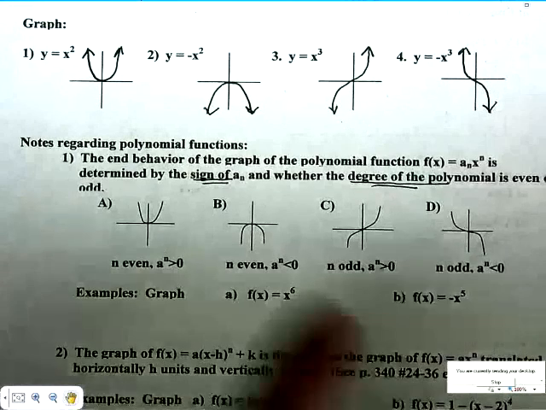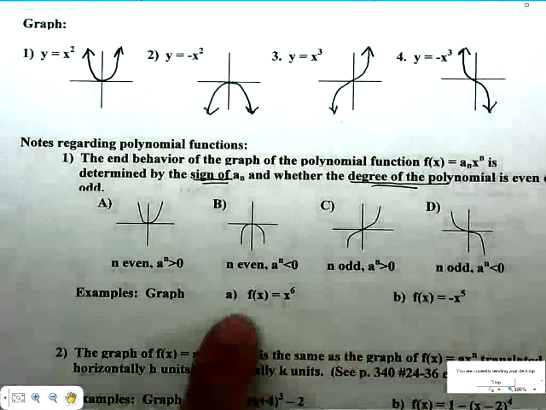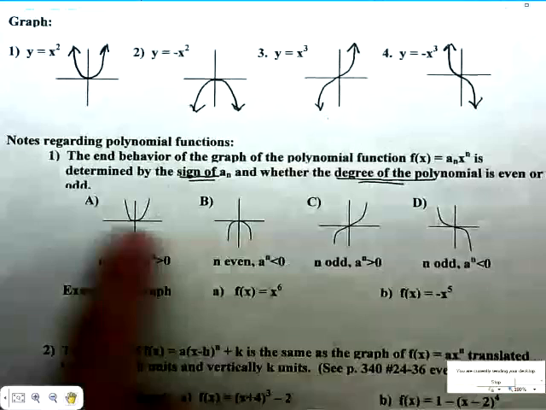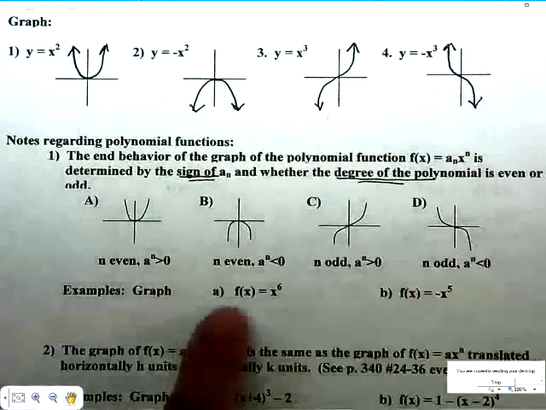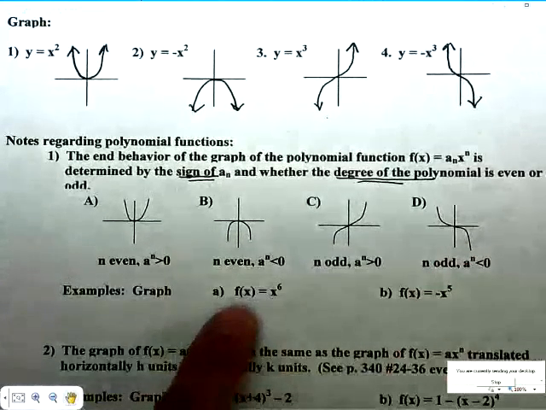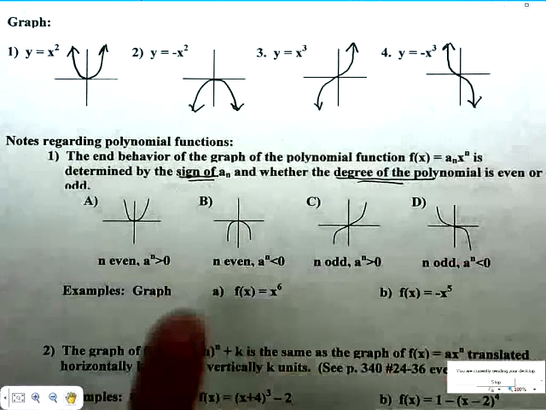So f of x equals x to the 6th. I make this multiple choice, A, B, C, or D. What does x to the 6th look like? Even degree.